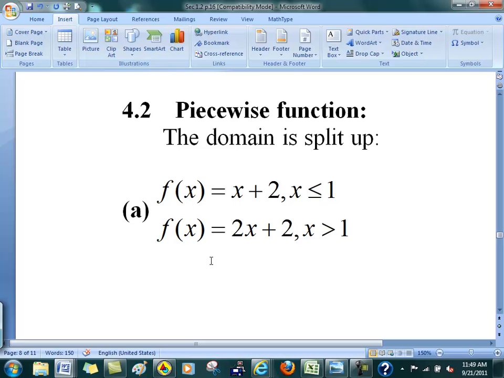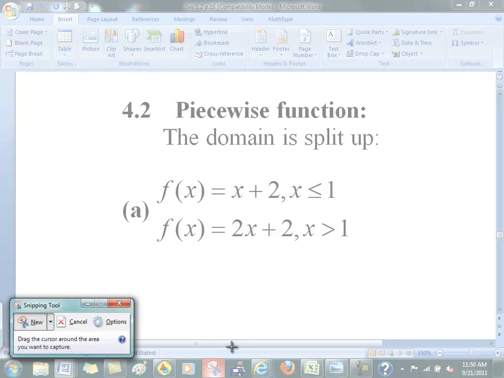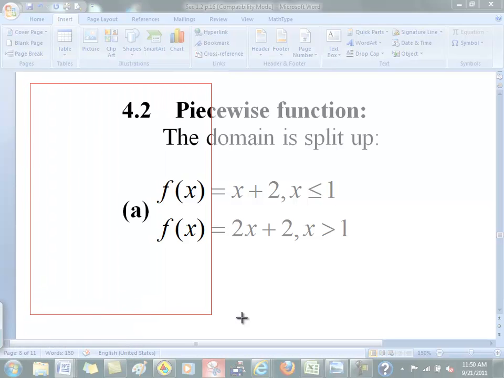Okay, piecewise functions. So these are again extremely important types of functions, and they're called piecewise because the domain is split up. So let me explain that to you. So can you start writing that down so I can explain?